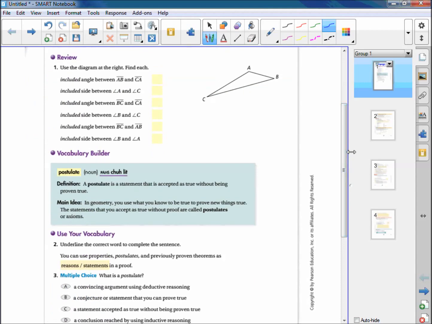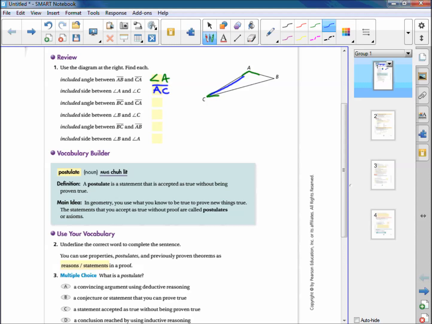So use the diagram at the right, find each. The included angle between AB and CA. So AB is this side of the triangle, and CA is that side, and the included angle is the angle that's in between, included in between. So this is going to be angle A. All right. So the included side between angle A and angle C. So angle A is here, angle C is here, and the included side is the one that connects the two angles together. So side AC.